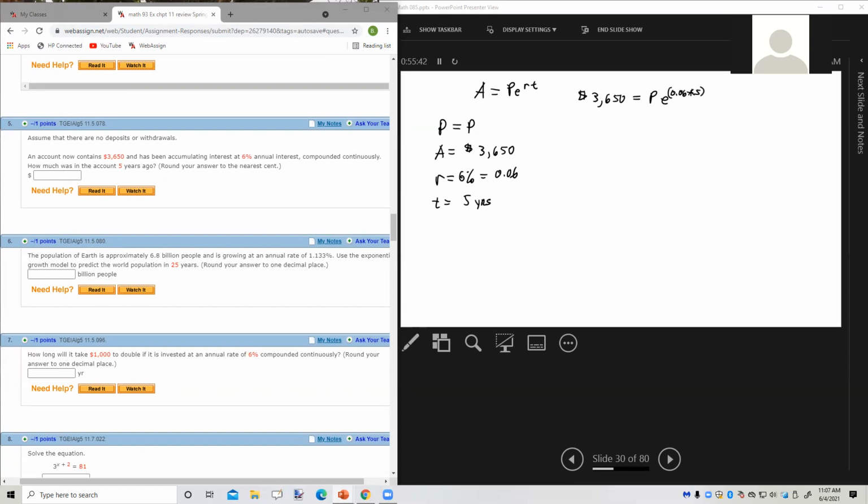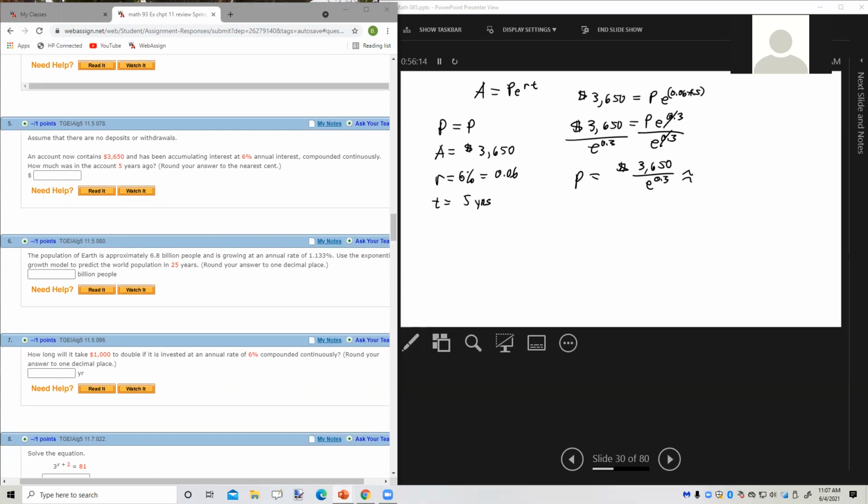Because I'm going to end up isolating P before I'm done here, I am going to predetermine what 0.06 times 5 is, which is 0.3. Then I'm going to divide both sides by e to the 0.3 power. So P equals $3,650 over e to the 0.3 power.